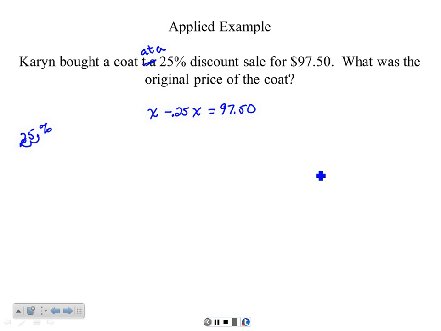has to be equal to $97.50. So if we combine like terms, we have 1x minus 0.25x, which is going to be 0.75x, is equal to 97.50. And then if we divide both sides by 0.75, we're going to get x is equal to 130. So that's going to be your original price. Your original price is $130.